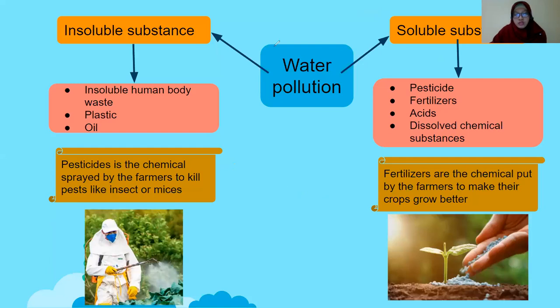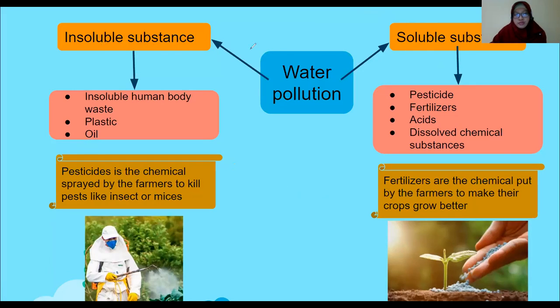So water pollution is caused by insoluble substances or soluble substances. The soluble substances that cause water pollution are pesticides, fertilizers, acids, and dissolved chemical substances. You know, pesticide is the chemical substance that is used to kill pests. And fertilizers are also chemical substances, used to make the crops grow better.